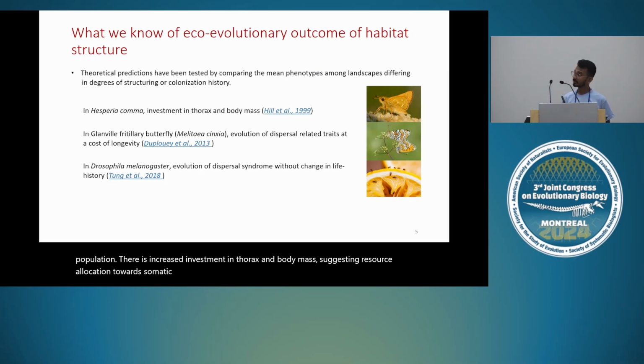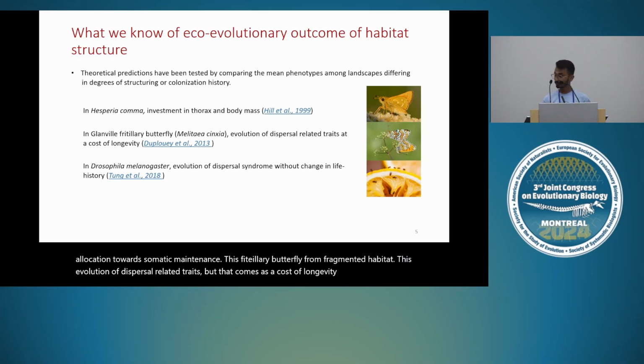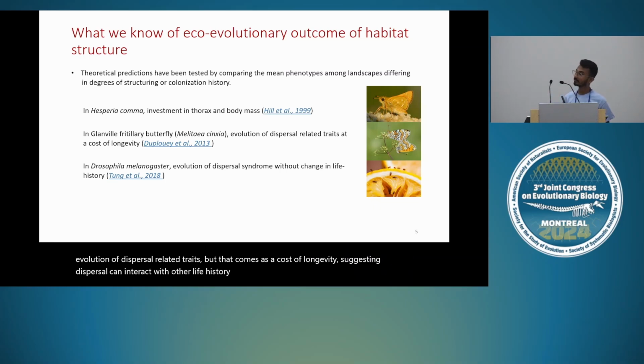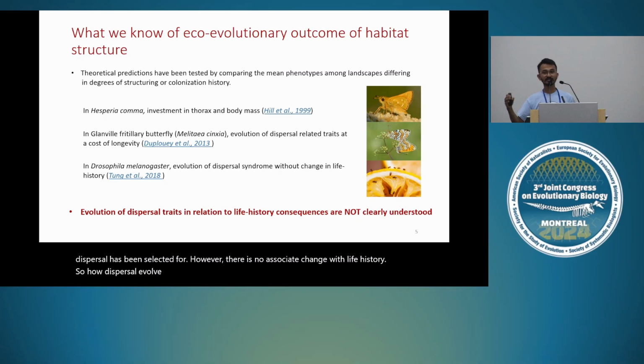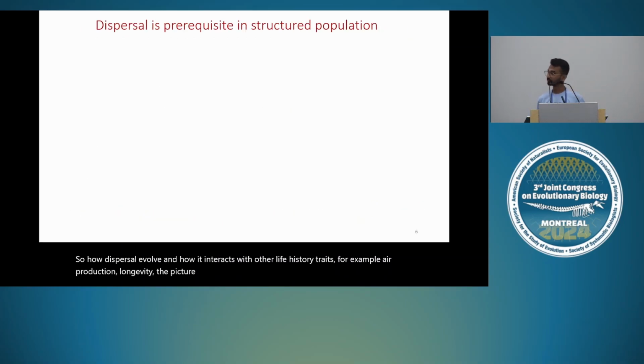In this fritillary butterfly from fragmented habitat, there is evolution of dispersal-related traits, but that comes at a cost of longevity, suggesting dispersal can interact with other life history traits. In a controlled laboratory setup where dispersal has been selected for, however, there was no associated change in life history. So how dispersal evolves and how it interacts with other life history traits, for example reproduction and longevity, the picture is unclear. We appreciate the fact that dispersal is a prerequisite under spatial structuring.